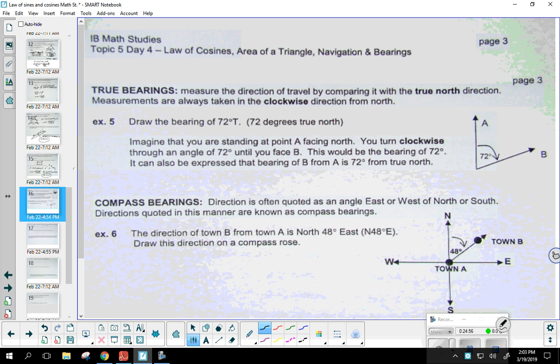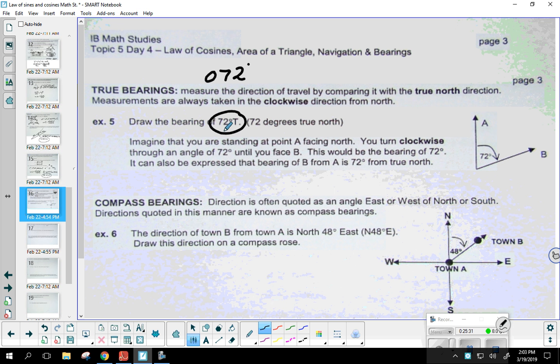Okay, so we have an example right here that's already done for us. Draw the bearing of 72 degrees T. Now again, this is another difference. If you're not told that it's true bearing, typically true bearing measurements are always going to be given in 3 digits. So the way I was always instructed, if I wanted to show that this was 72 degrees from true north, then I would say 072 degrees, because it's always got to be that. But the way that IB is going to use the notation, if you put that capital T at the end, well, that means we're talking about true bearing.